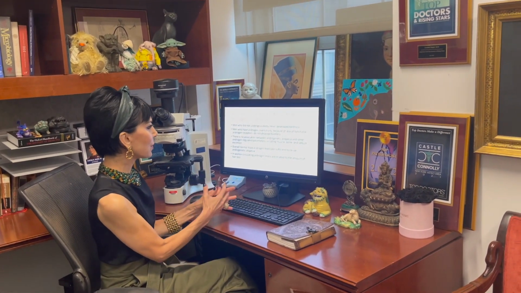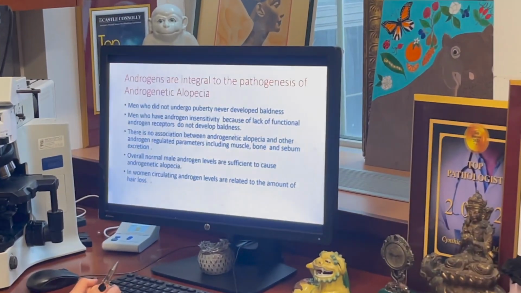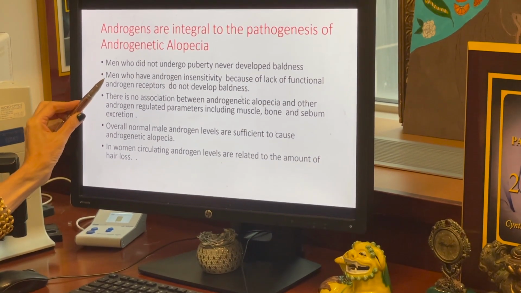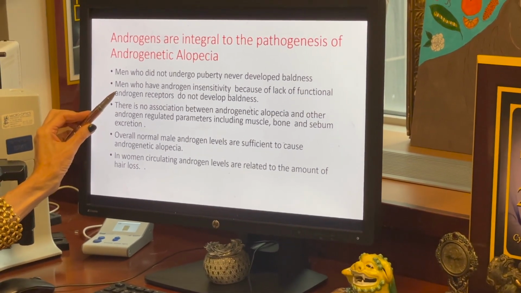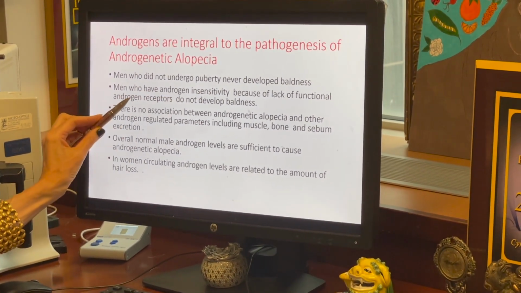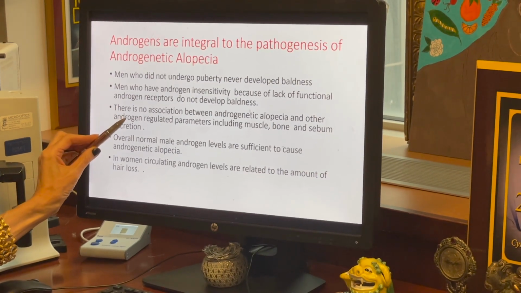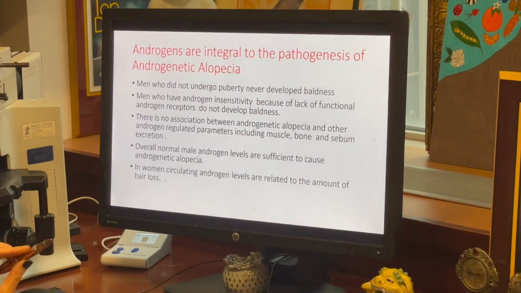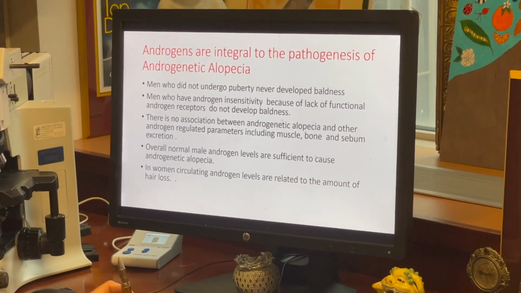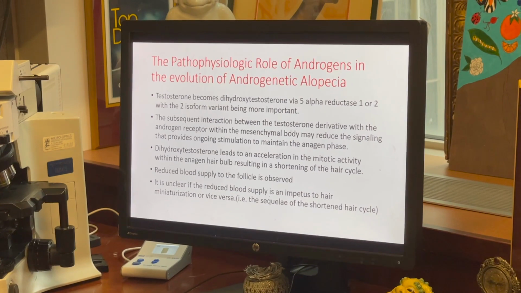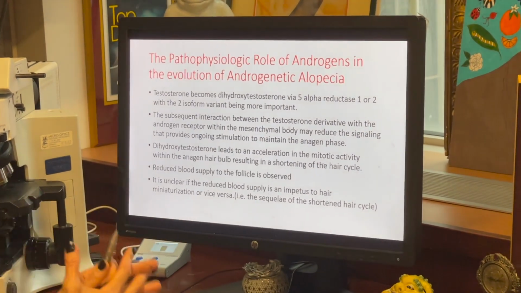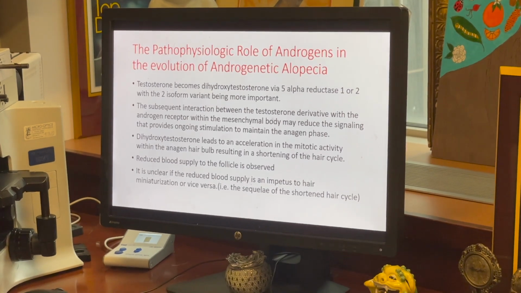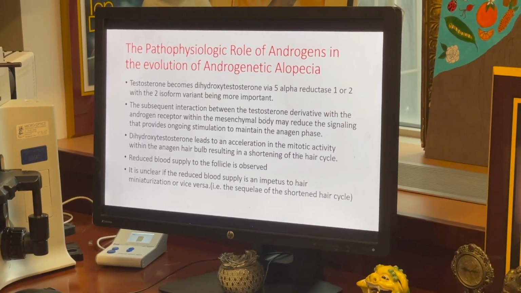We know that androgens are integral to the pathogenesis of androgenetic alopecia. Men who do not undergo puberty never develop baldness. Men who have androgen insensitivity because of lack of functional androgen receptors do not develop baldness. Overall, we know that normal male androgen levels are sufficient to cause androgenetic alopecia. What about the pathophysiology specifically? I mean, how do androgens actually cause that shortening of the anagen hair cycle?